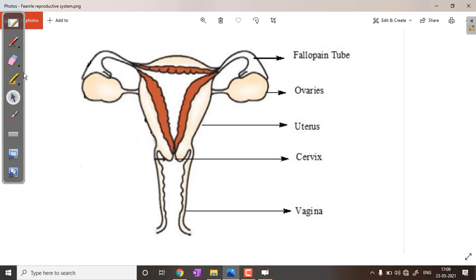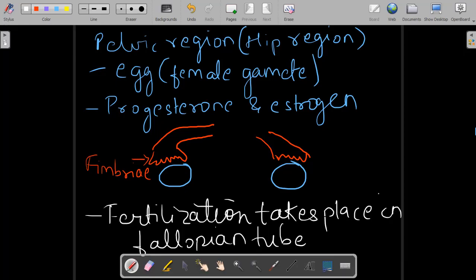Carrying the egg or receiving the egg from the ovaries, and secondly, fertilization if the sperm has by chance entered the female reproductive system. So please remember, fertilization takes place in the fallopian tube. If a female has a problem in the fallopian tube, she will have a problem in fertilization and giving birth to a baby. Okay, we move to the next point.